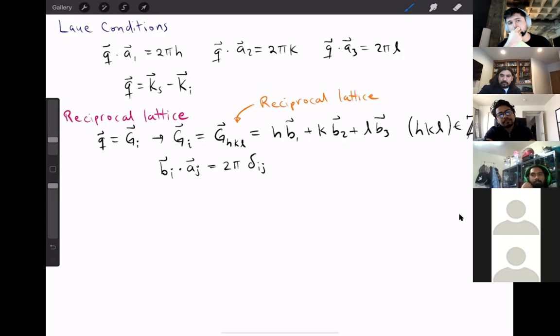Yeah, go ahead. Dr. Bruno, how is it physically possible to have a reciprocal lattice? So that tells you the direction where things are going to be scattering off.